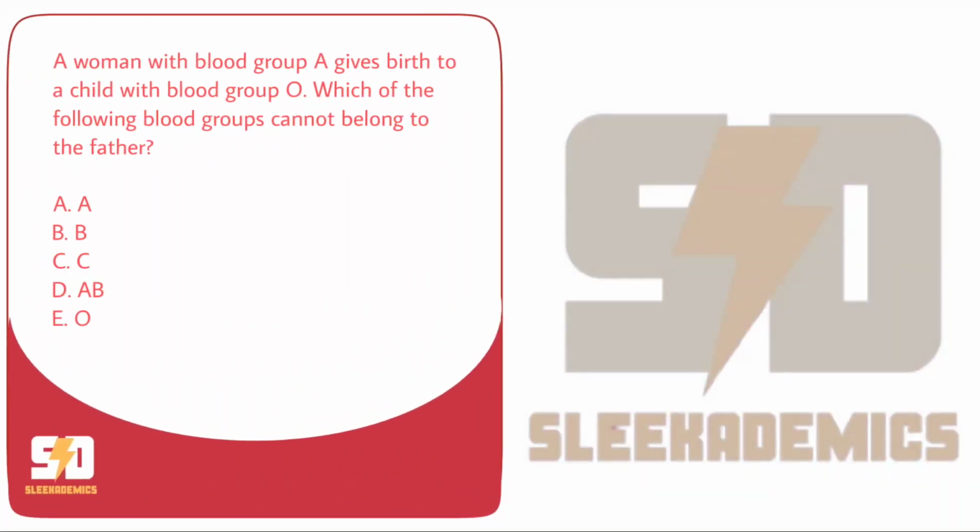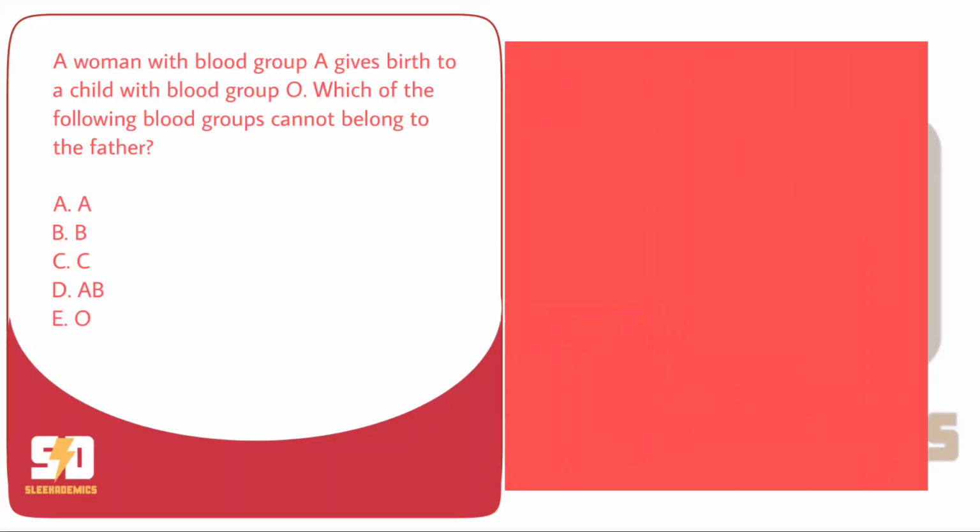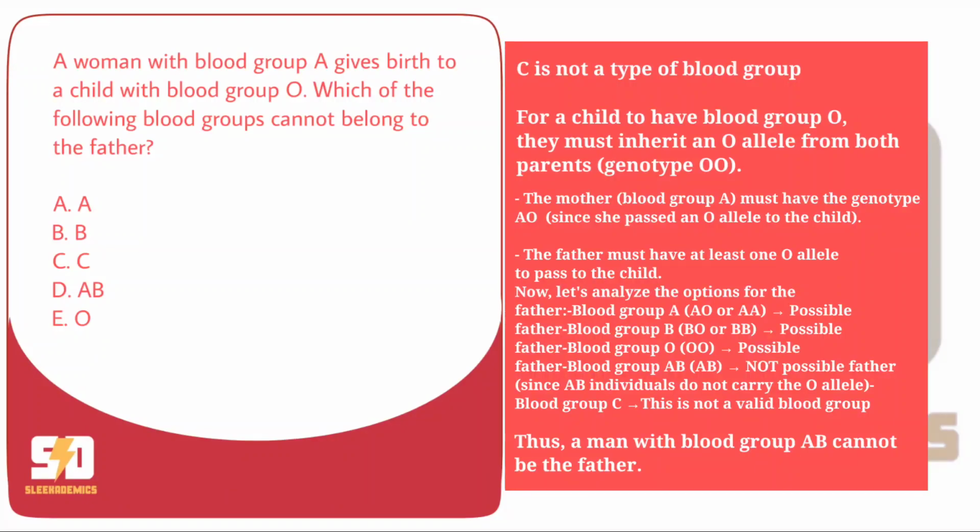Now, the next question says a woman with blood group A gives birth to a child with blood group O. Which of the following blood groups cannot belong to the father? We have options A, B, C, AB, and O. Well, in this case, C is already standing out because C is not a type of blood group. So we'll knock this off immediately. Then let us examine which of these is likely to be the father's blood group.